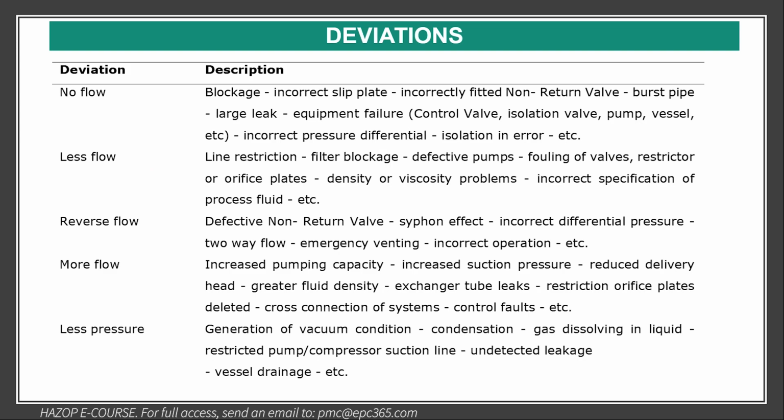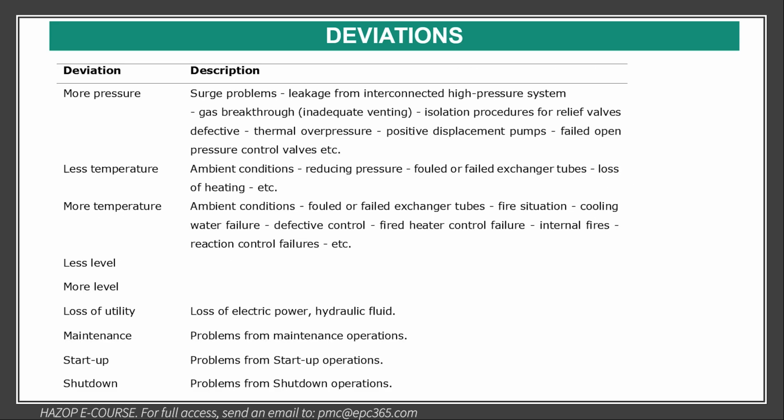So the deviations we normally use for oil and gas: this is no flow. For example, no flow could be a large leak or equipment failure. So these can all be breaking. No flow, less flow, and more flow, less pressure, more pressure, etc. Normally in a Hazop in oil and gas, we go through this by brainstorming in the workshop.